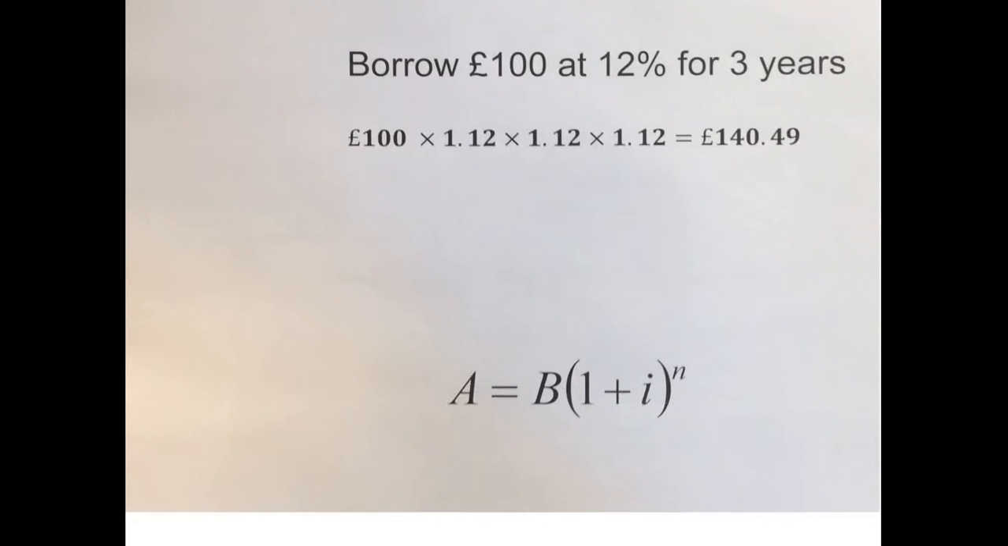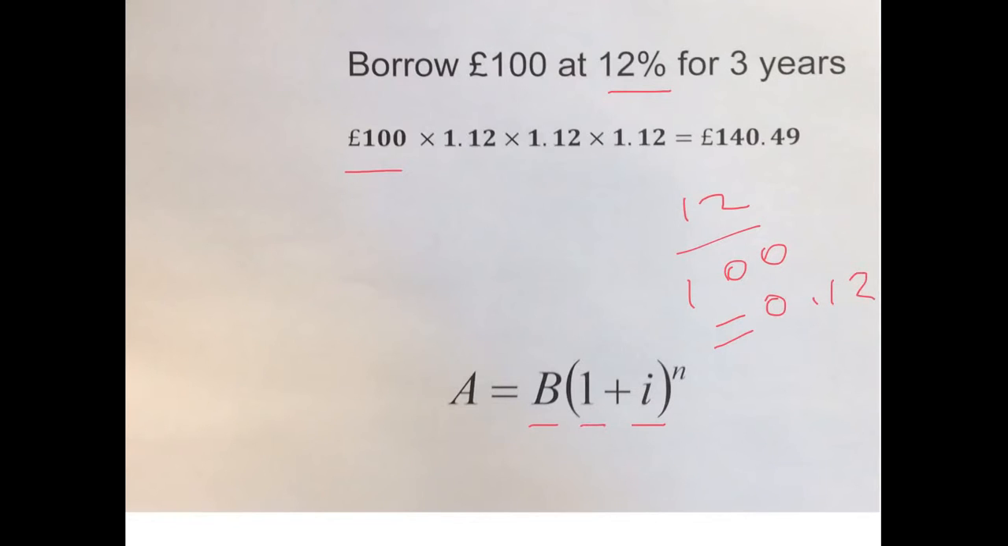If you borrow £100 at 12% interest over 3 years, then how much do you pay back? We calculate the amount using the compound interest formula. B stands for the amount that you have borrowed, and the interest rate was 12%. 12% as a decimal is 12 over 100 equals 0.12. We add 1 to that, and that becomes 1.12.